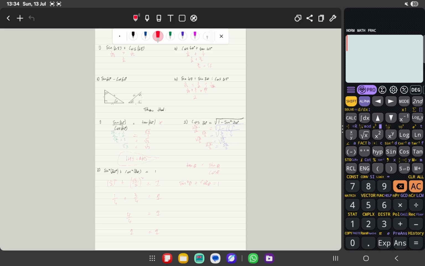Cool. This is the end of special angles. There's nothing special anymore. I will continue on the others. All right.